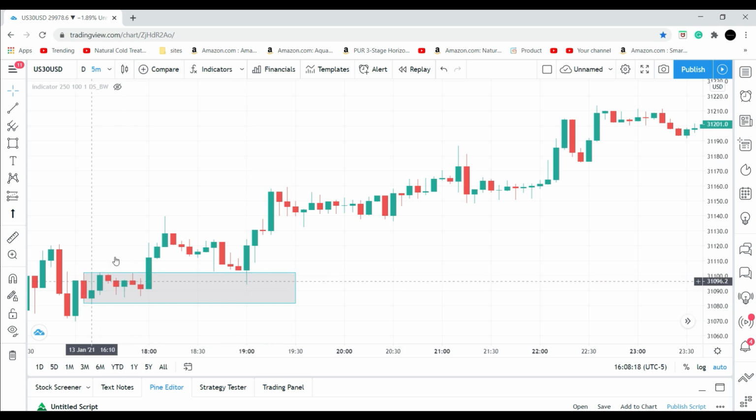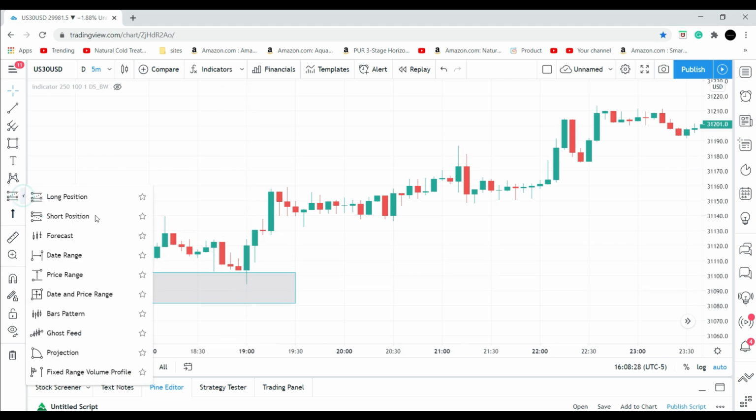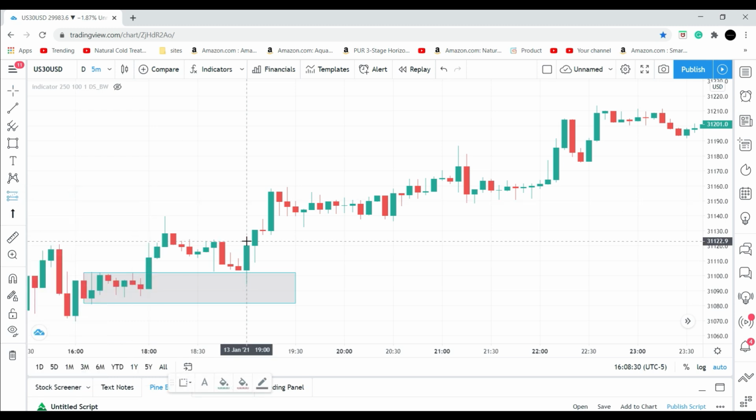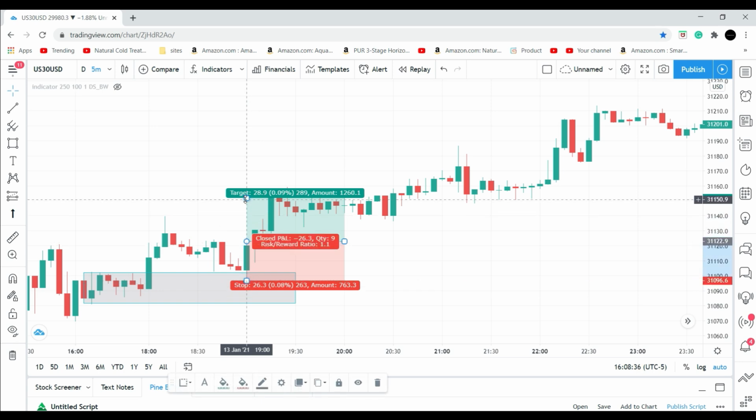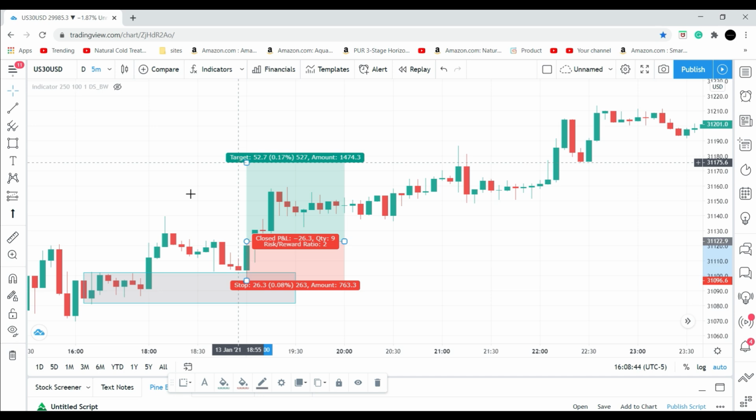So we have a nice demand area right here. If you're waiting for confirmation, you will wait for this nice bullish bar right here. So let's go and draw our entry. So let's say that you entered right here. And just for this video's sake, let's say you just went for a quick 1-to-1, or let's say 2-to-1, whatever the case is.